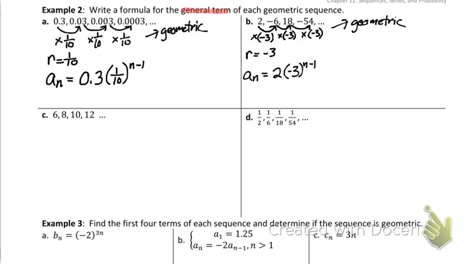All right, my next one does not look geometric. Because I'm going to have to multiply by some weird fraction to get from 6 to 8, and that's not going to work from 8 to 10. That's not going to work from 10 to 12. So it's not geometric. And if I would have done my checks, I would have said, well, this is actually plus 2, plus 2, plus 2. So, in fact, this is arithmetic.